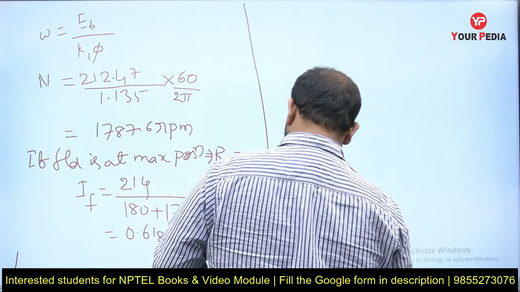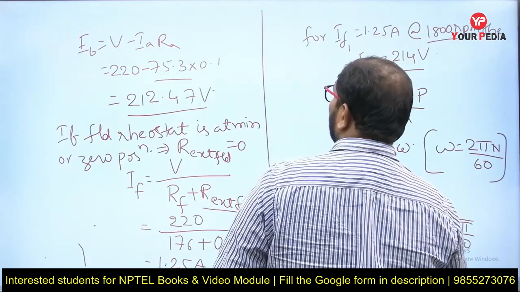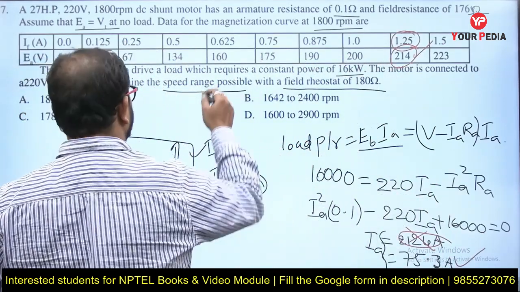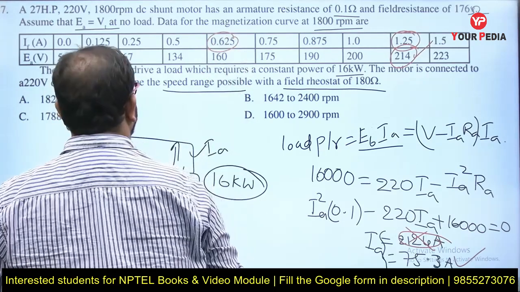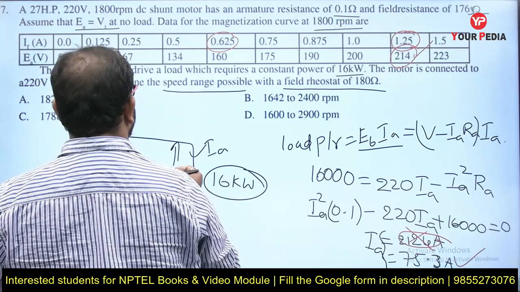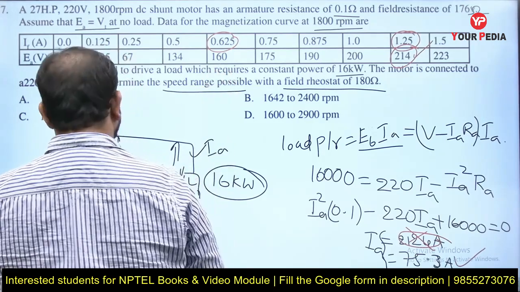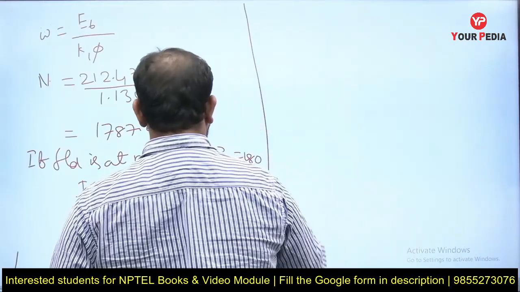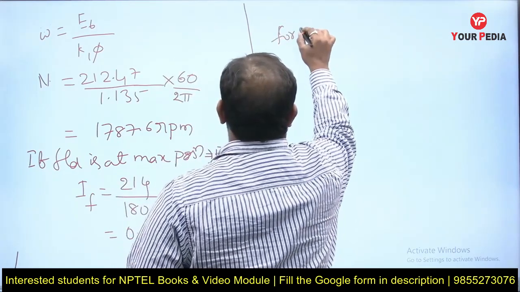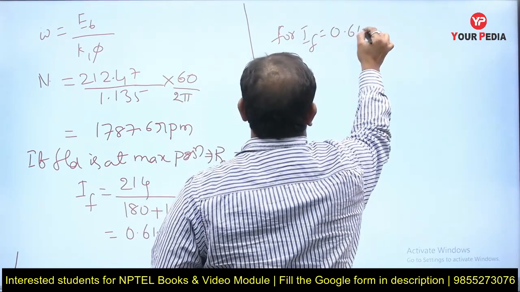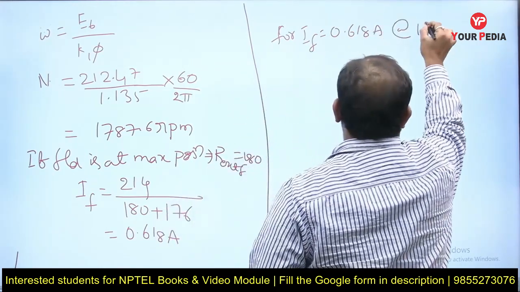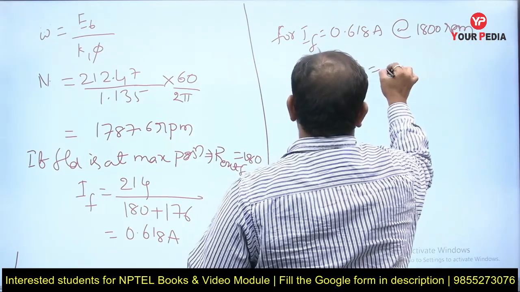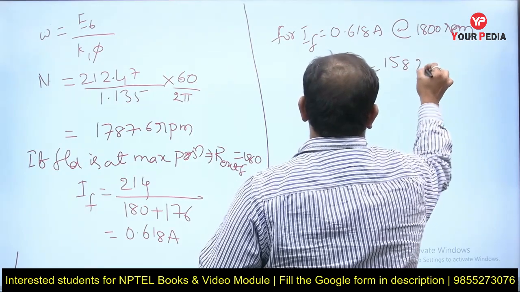Now from the table again, what is the value of EB at 0.618 amperes? At 0.625 amperes it is 160, so 0.618 will be a little lesser than 160. Let us take it as 158 or 157 something. So for a field current of 0.618 amperes at 1800 RPM, the back EMF will be 158 volts.